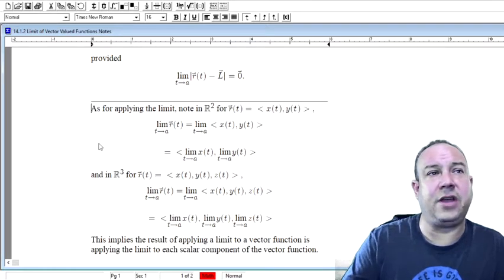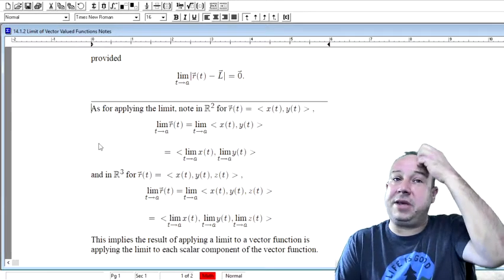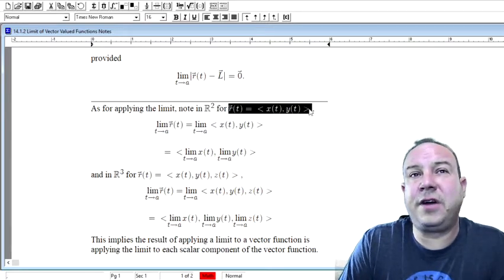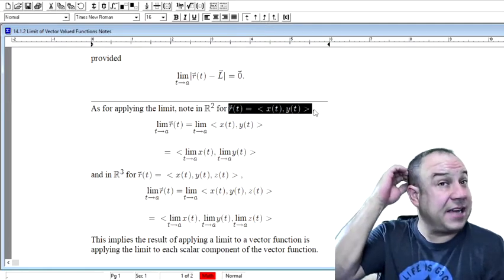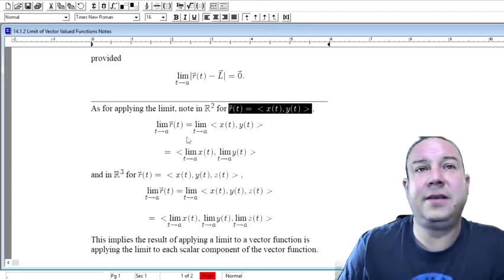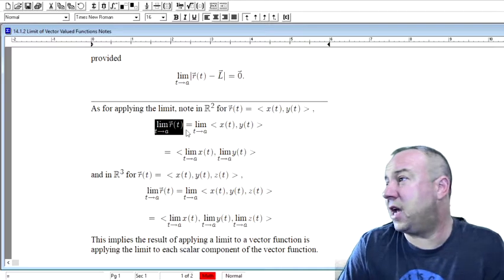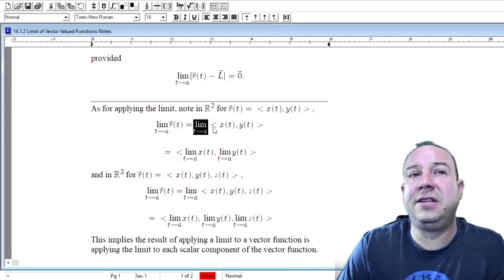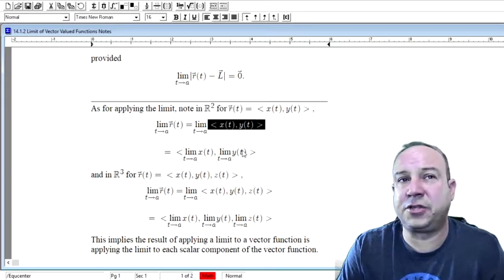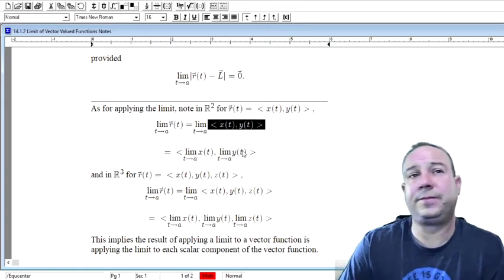I do give you this note. As for applying the limit, note in R2, if we have this vector valued function given by r bar of t equal to x of t comma y of t for our components, the limit as t approaches a for r bar of t is really just going to be the limit as t approaches a for that two-dimensional vector function x of t comma y of t.